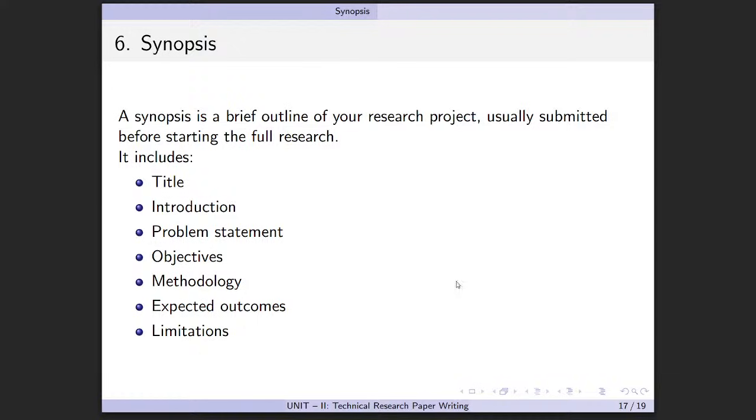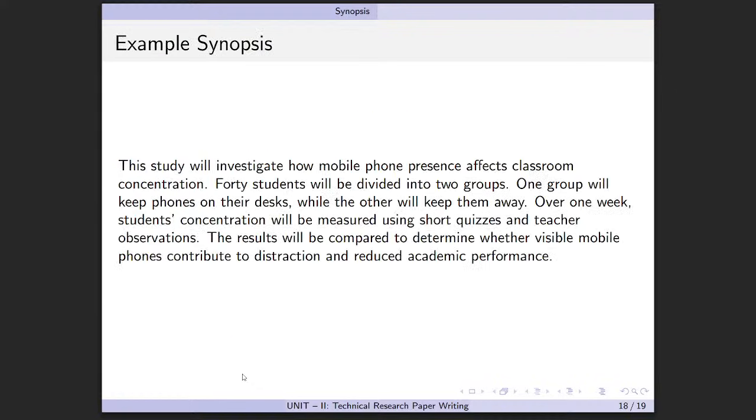Now, if you look here, synopsis. A synopsis is nothing but an outline, or let us say contents. A synopsis is the outline for a research project, usually submitted before starting the full research. It includes title, introduction, problem statement, objectives, methodology, expected outcomes, limitations. So this is the synopsis for a research paper. I mentioned an example synopsis here. Please read it.